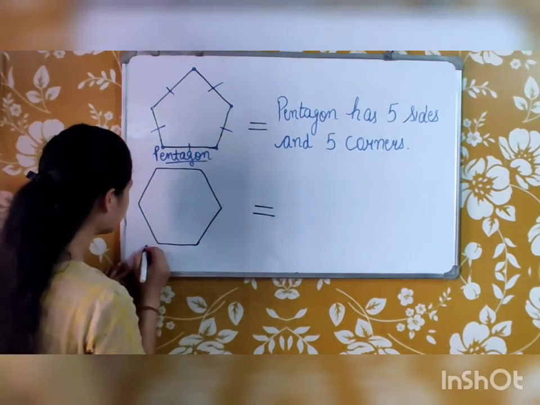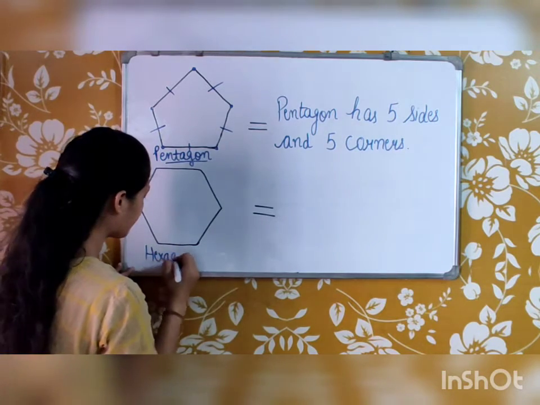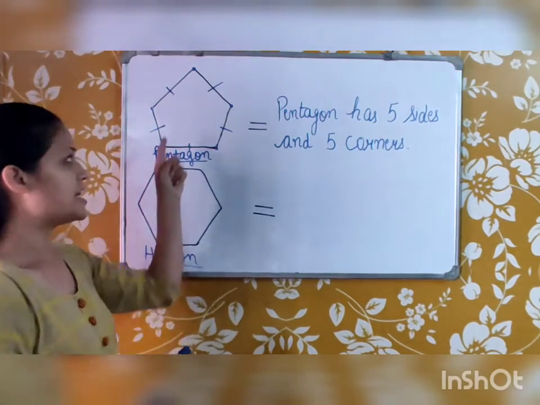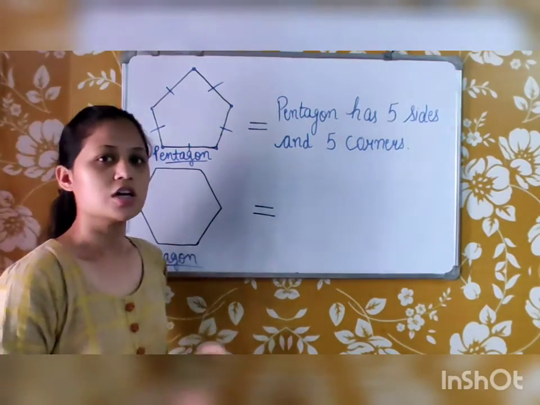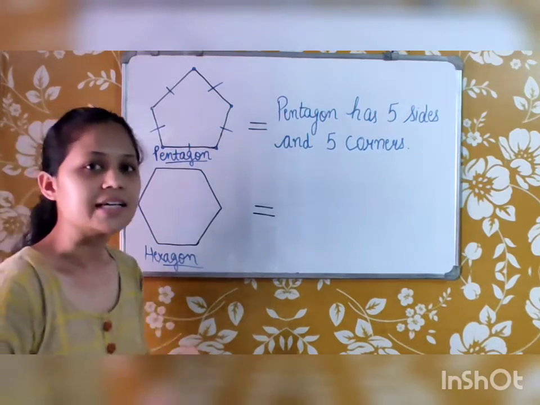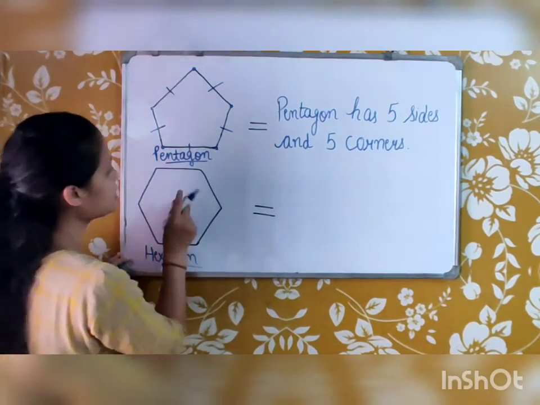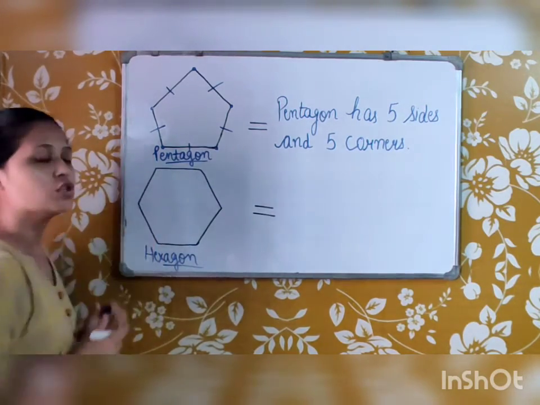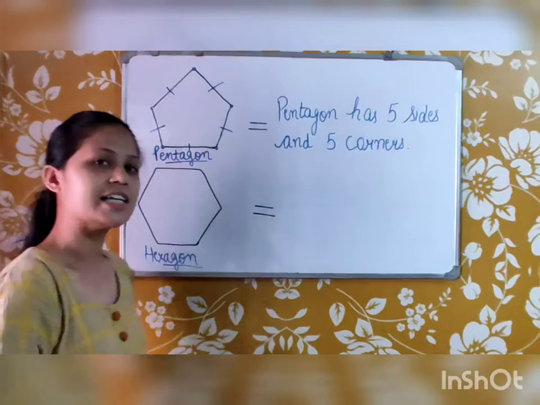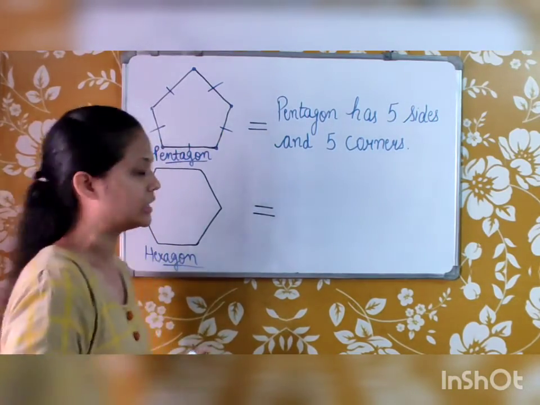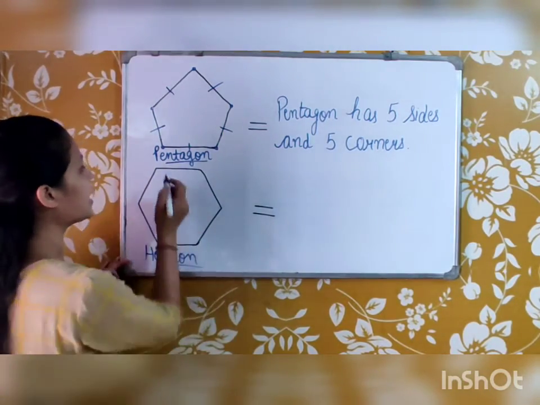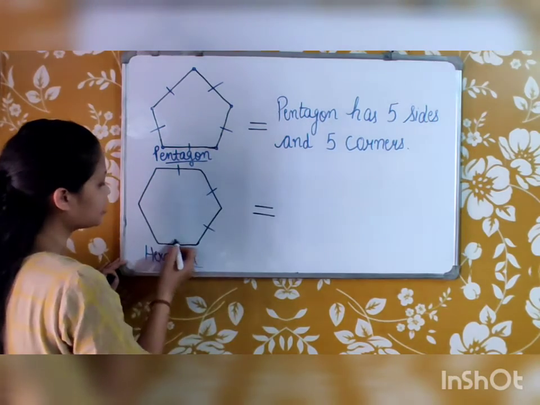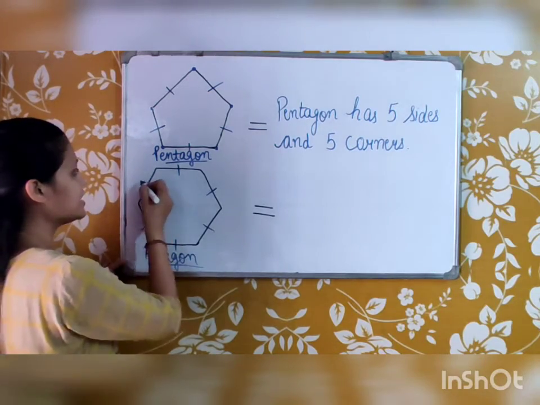This is hexagon. Hexa means 6. Penta means 5 and hexa means 6. So the shape which has 6 sides. Let's count 6 sides. 1, 2, 3, 4 and 5. So this shape which has 6 sides is known as hexagon. This is 1, this is 2, this is 3, this is 4, this is 5 and this is 6.